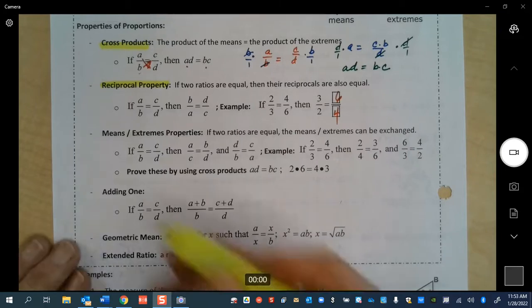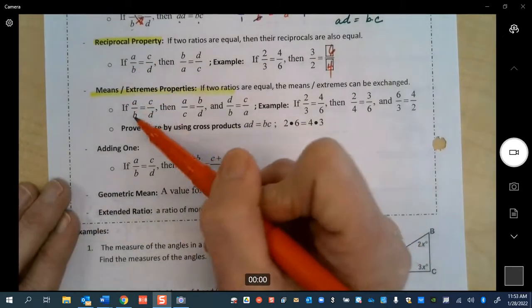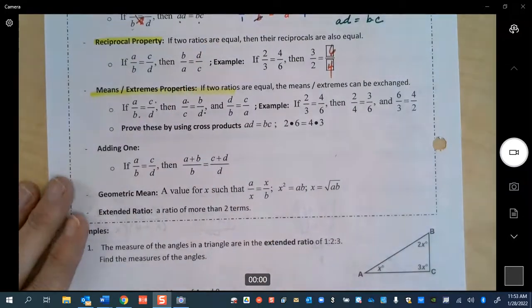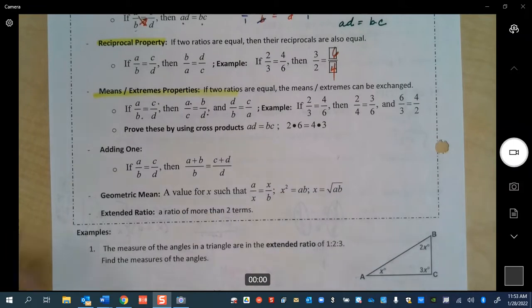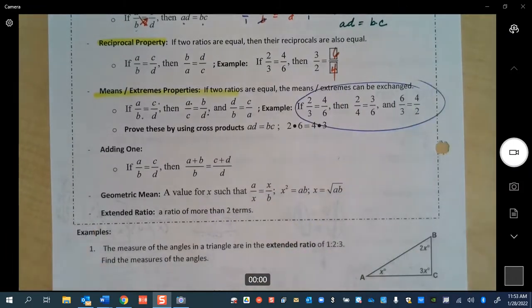When I talk about switching my means and my extremes, that means that if I switch B and C, or if I switch A and D, I'm still going to get the same values. And checking it out in numerical examples verifies the fact that you get true stories no matter what. I'm multiplying 2 and 6 and 3 and 4 each time. But nobody says any of these proportions are equal. Understand the difference between equal and true.